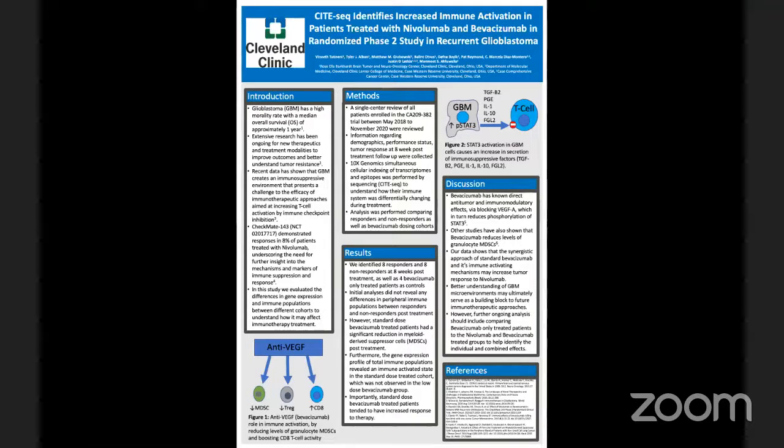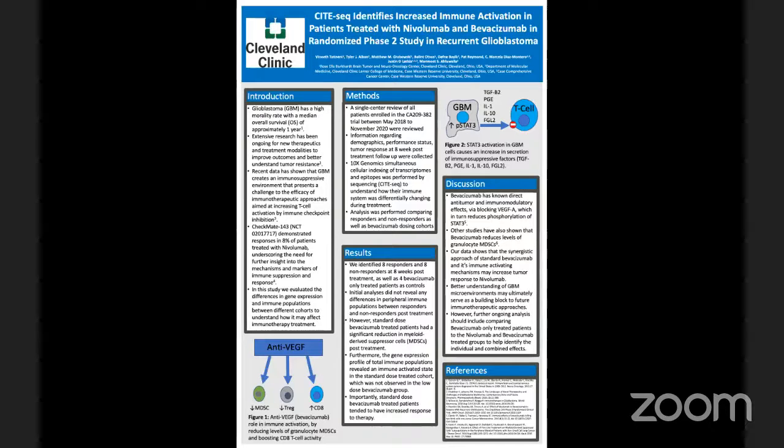So we wanted to look at glioblastomas and see how it creates an immunosuppressive environment. And if we added an anti-VEGF medication, if it would cause immune activation effects, which would synergistically help anti-PD-L1 medications. So in our trial, we had 8 patients that responded and 8 patients that didn't respond. And we also split them up to patients that took standard dose of Avastin and patients that took low dose of Avastin. We then performed genetic cellular indexing and analyzed the differences between the cohorts.